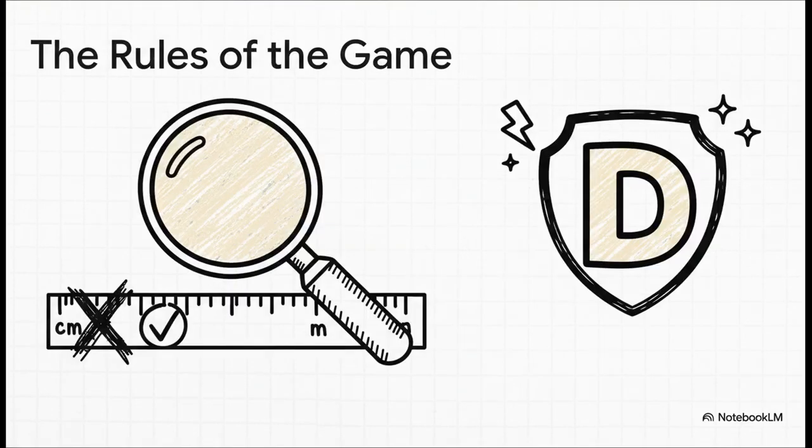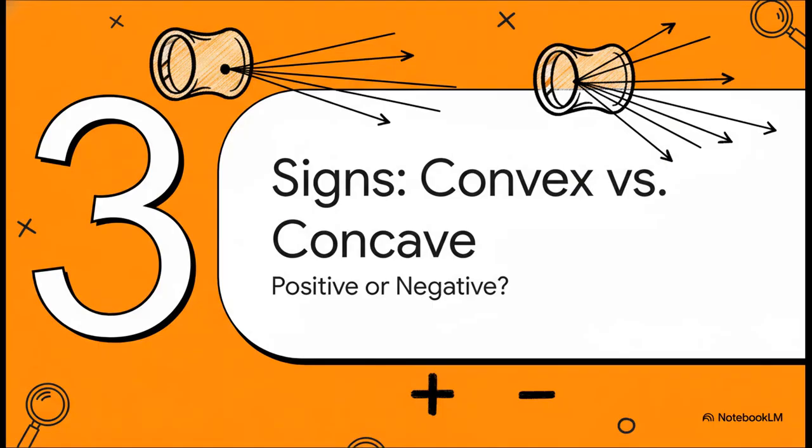Okay, so the formula is easy, but here are the rules of the game. This is the number one spot where students make mistakes. That F, the focal length, has to be in meters before you use the formula. If they give it to you in centimeters, you have to convert it first. Got it? And the unit we use for power is called the diopter, and we just write it as a capital D.